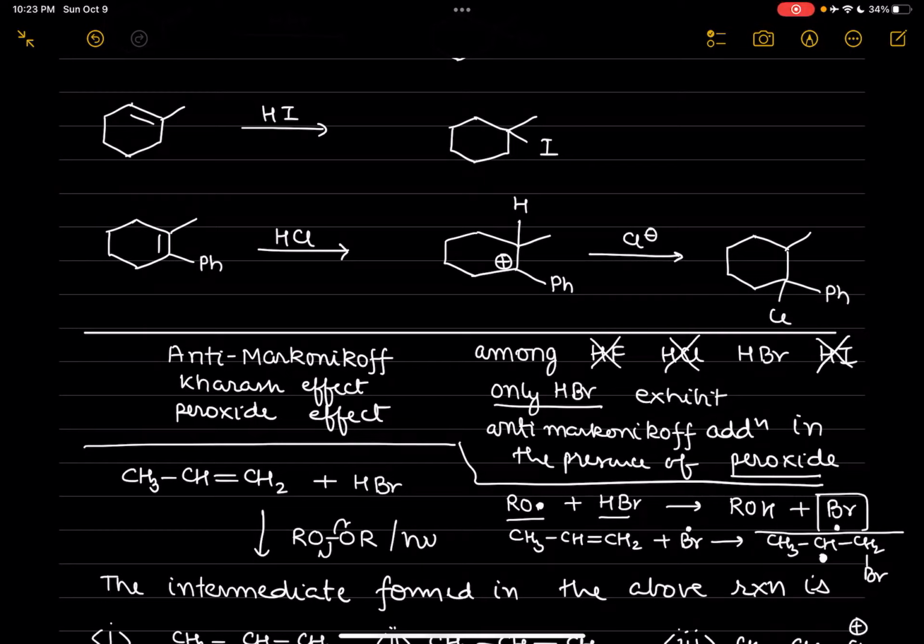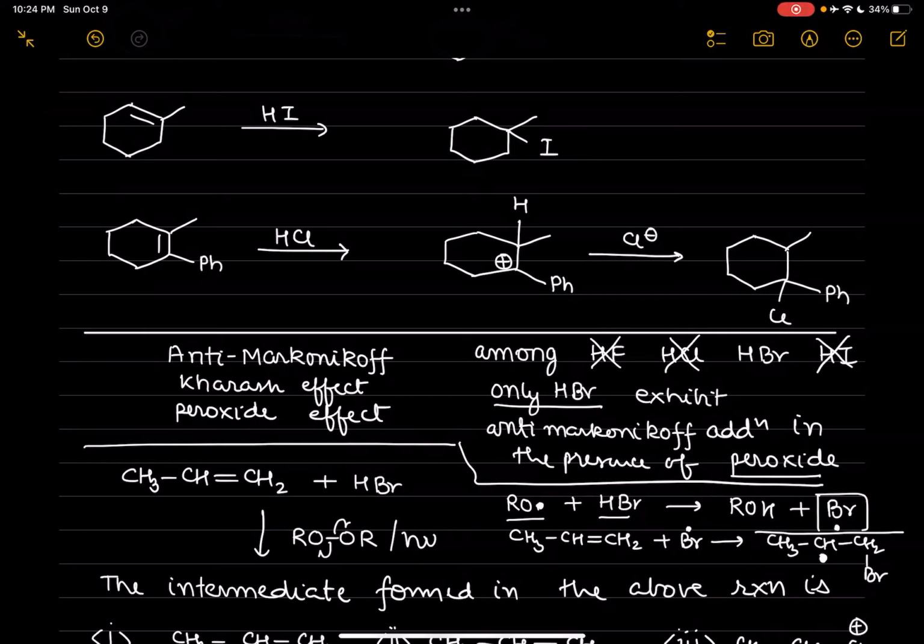Your peroxide can't affect the way in which they are getting cleaved. But the HI bond is weaker, that we know. Why is it weaker? The size of I is very big. Yeah, HI is very fragile.